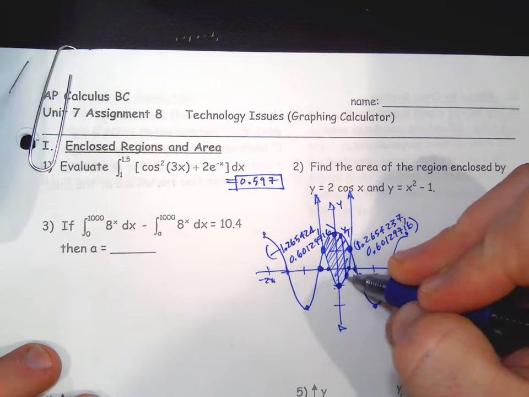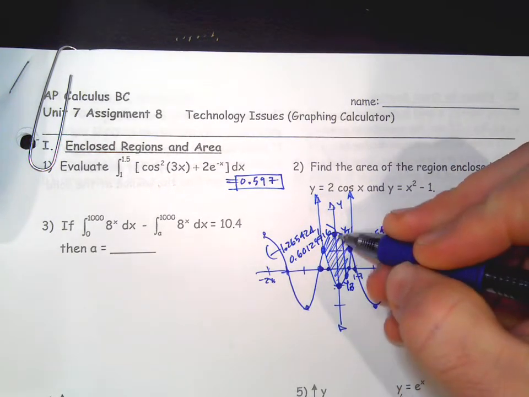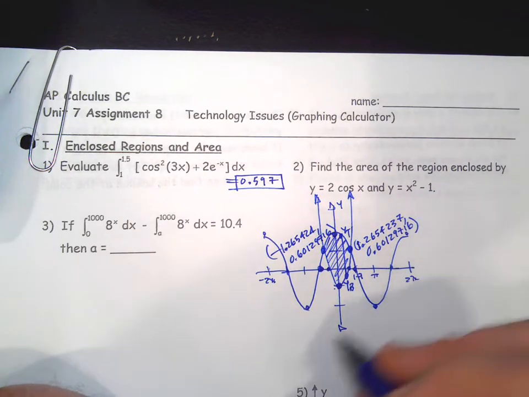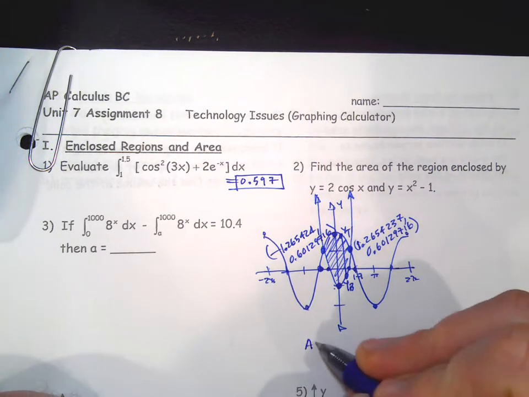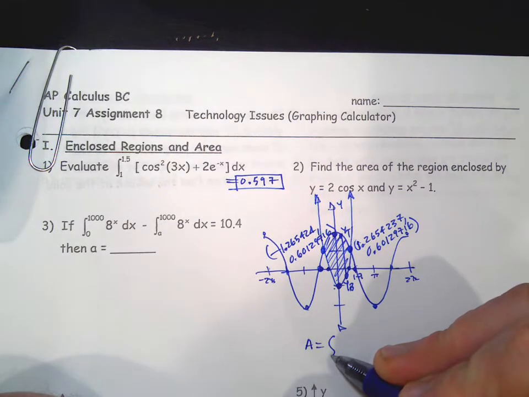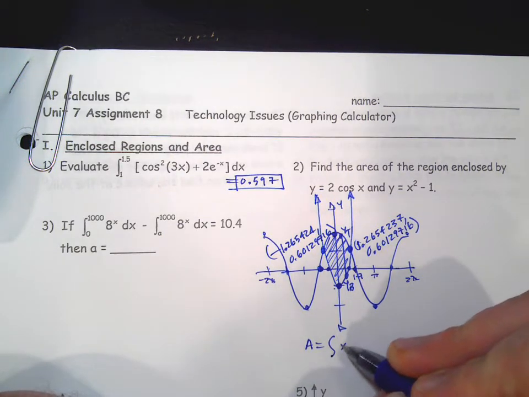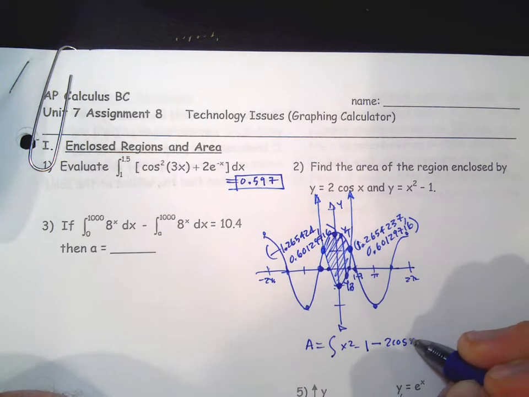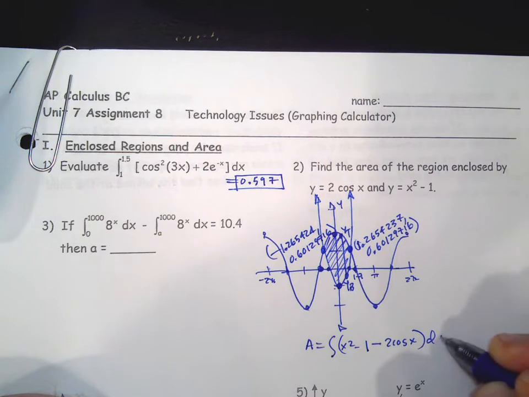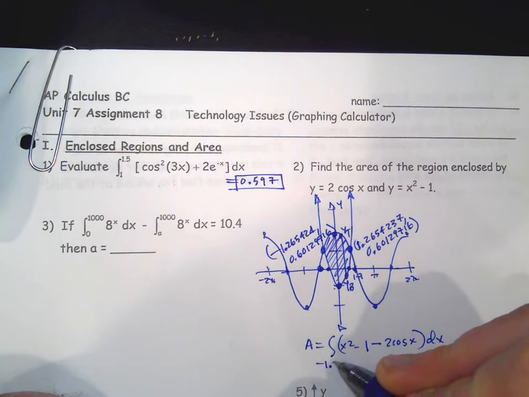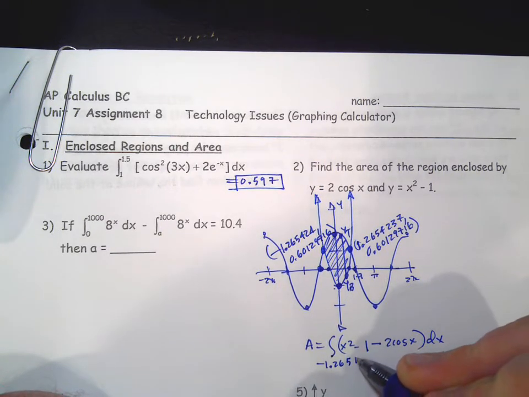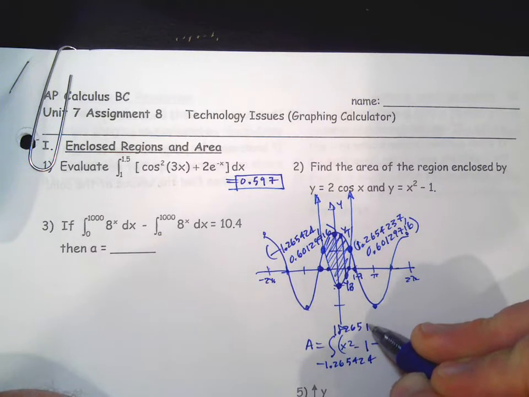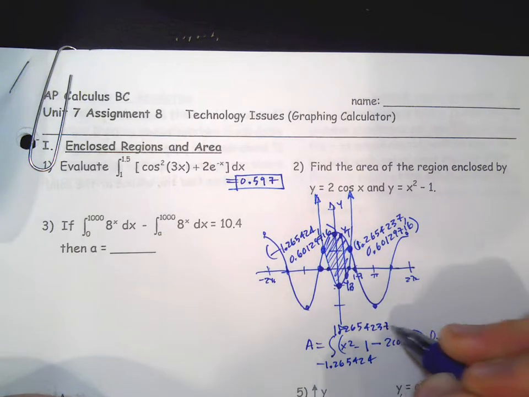Okay, so now we're going to set up the region, and we're going to do y top minus y bottom. We could take advantage of the symmetry and just do half and then double it, but we are going to use our calculator. So the area is the integral, y top is the parabola x squared minus 1, minus y bottom, the cosine curve, 2 cosine x. You need parentheses around it, dx, from negative 1.265424 to positive 1.265427. Show your setup.